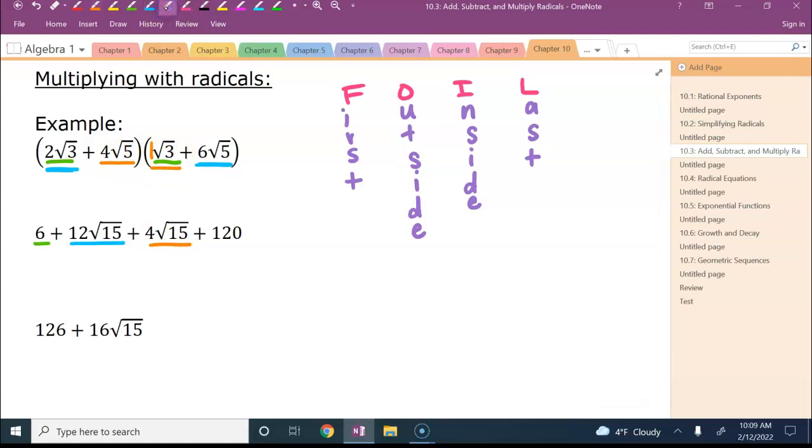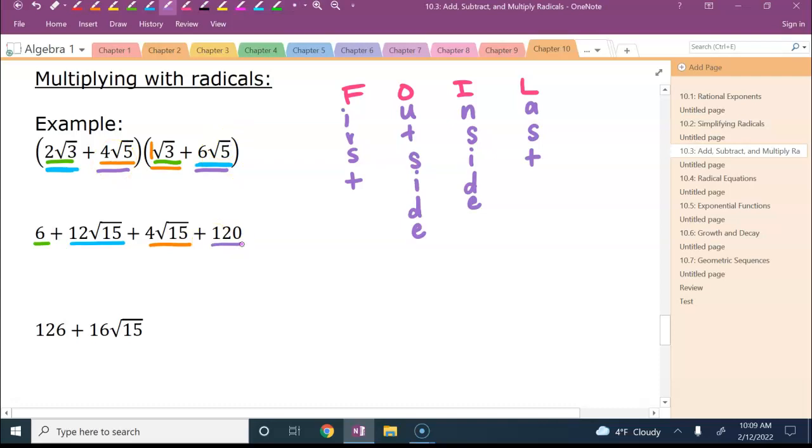And then last would be the 4 square root of 5 and the 6 square root of 5. So the ones that are at the end of both parentheses. So 4 times 6 is 24. And then again, we've got the square root of 5 times square root of 5, which that 5 will just come out. So 24 times 5 is how they're getting that 120.